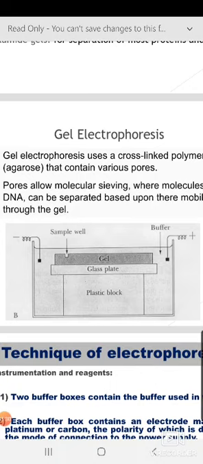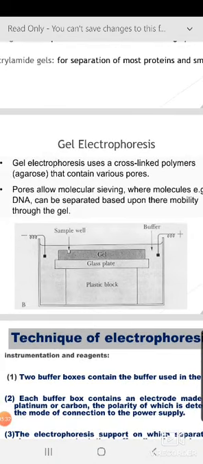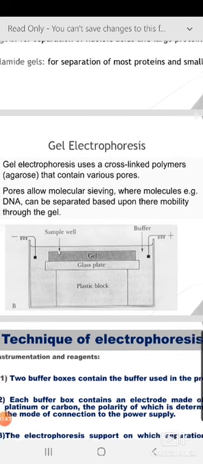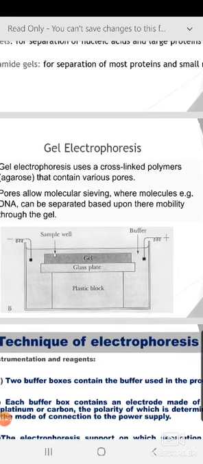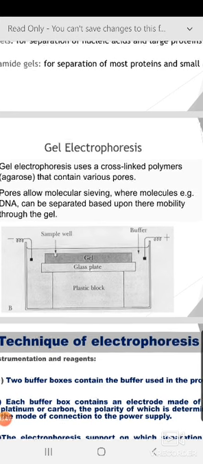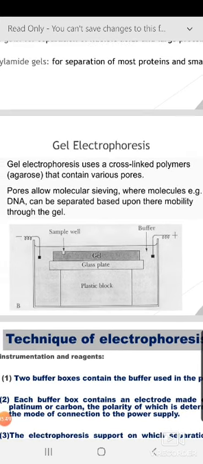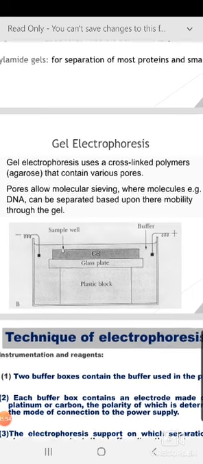So this is agarose gel electrophoresis, the basic apparatus. We are showing gel electrophoresis that uses cross-linked polymers. Depending on what percentage of gel we are using and what molecule we are going to separate, that is also another criterion. Based on that we will choose the porosity. We can control its porosity.